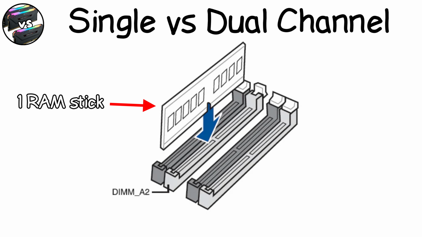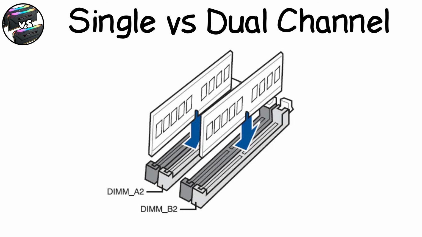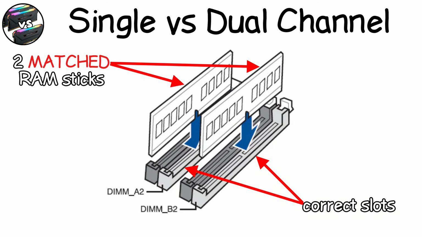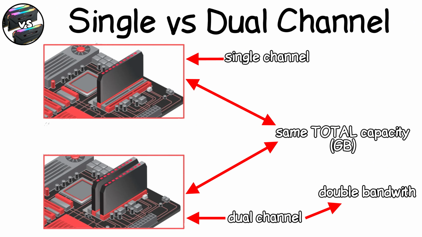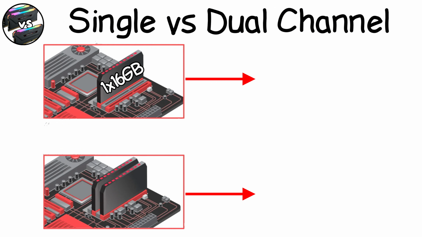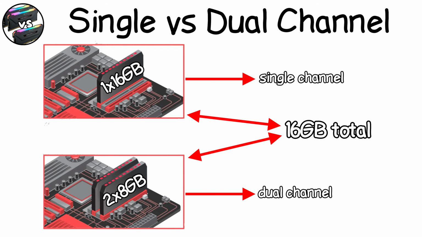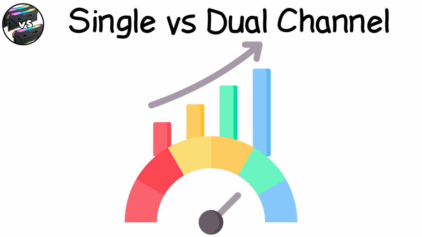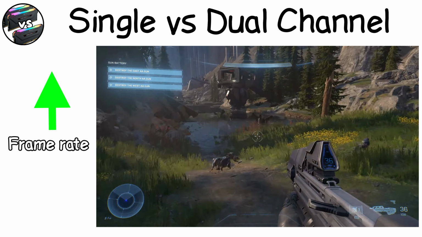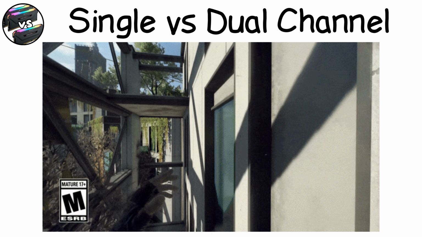Single channel means one RAM stick installed. Dual channel means two matched RAM sticks installed in the correct slots. You can have the same total capacity in single channel or dual channel, but dual channel provides double the bandwidth. For example, one 16 GB stick gives you single channel, two 8 GB sticks give you dual channel with the same 16 GB total, but with twice the data transfer bandwidth. The performance benefits are real. In games, you'll see higher frame rates and smoother gameplay.